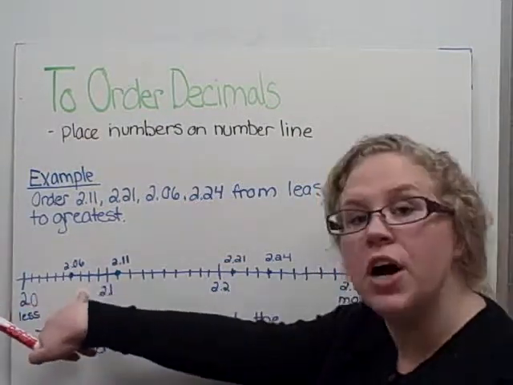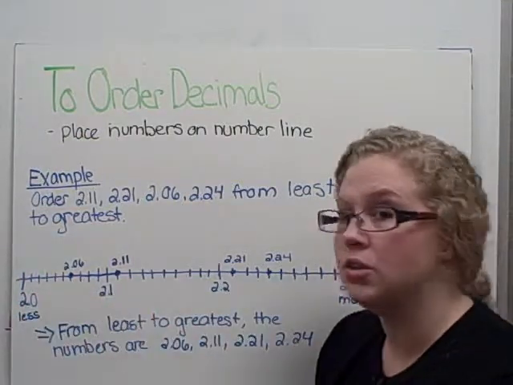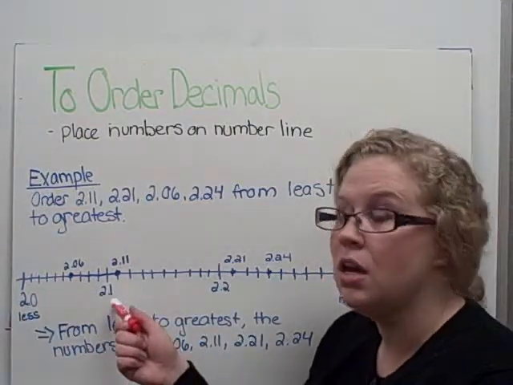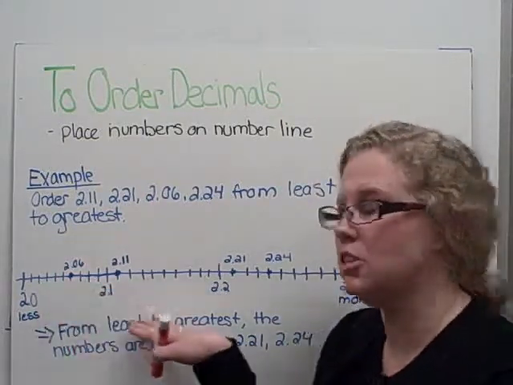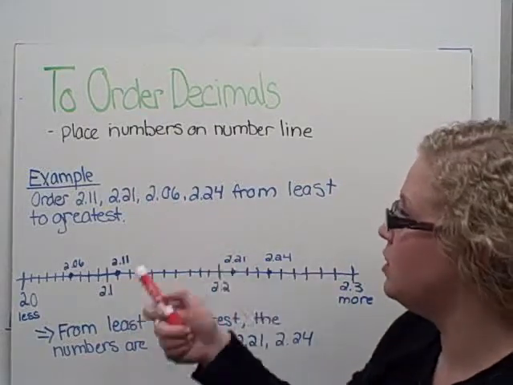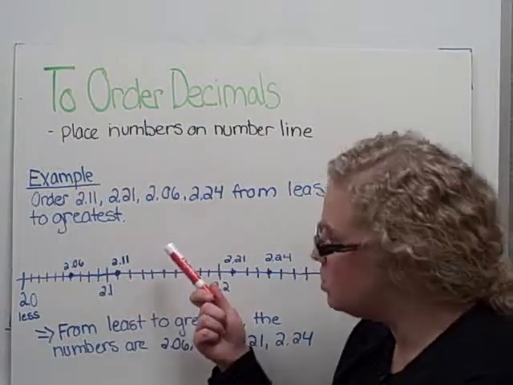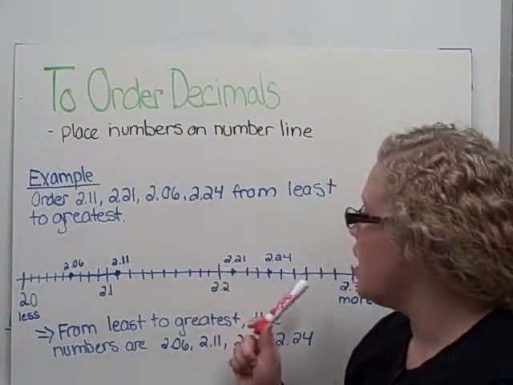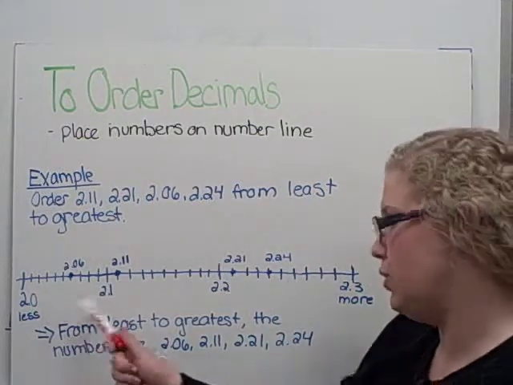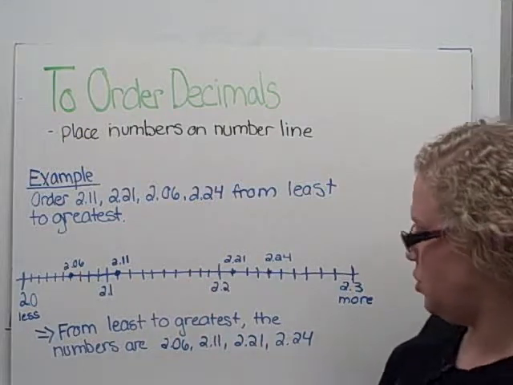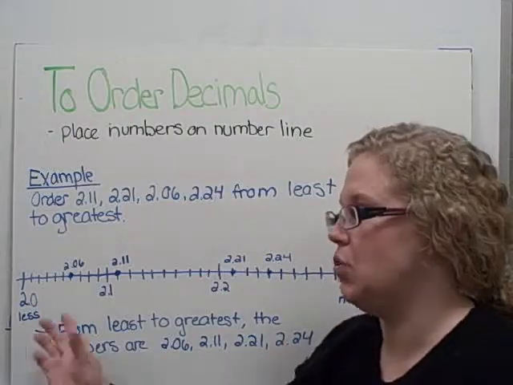And to separate it for the hundredths place, we add in 10 lines in between to stand for the hundredths. So when you divide a 10 by 10 times, you get 100. So 10 different spots in your tenths. So then we go ahead and label. Here's our 2.06, our 2 and 11 hundredths, our 2 and 21 hundredths, and our 2 and 24 hundredths. From least to greatest, we see that the numbers are 2.06, 2.11, 2.21, and 2.24. Also notice that our number line is going from least to greatest.